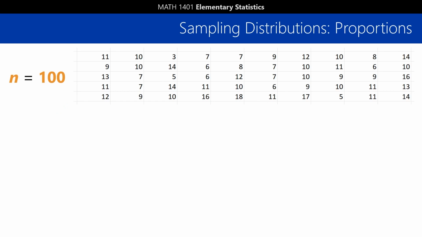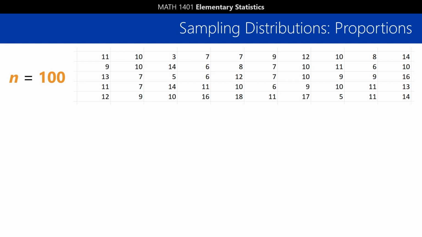I went ahead and used Microsoft Excel to run a simulation of picking 100 random people. That's a sample size of n equals 100. You'll see why I chose that number soon enough. Assigning a 10% chance that the person is left-handed, and then counting up how many left-handed people I got each time. I ran this simulation 50 separate times, each time counting up the number of lefties and putting them into the table that you see here.